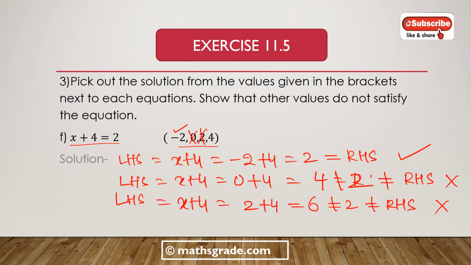Now substitute x equal to 4 in the left hand side of the equation. The left hand side is x plus 4. Now it becomes 4 plus 4. 4 plus 4 is 8, which is not equal to 2, not equal to the right hand side, which is not the solution for the given equation. So x equal to minus 2 is the solution for the given equation, x plus 4 equal to 2.